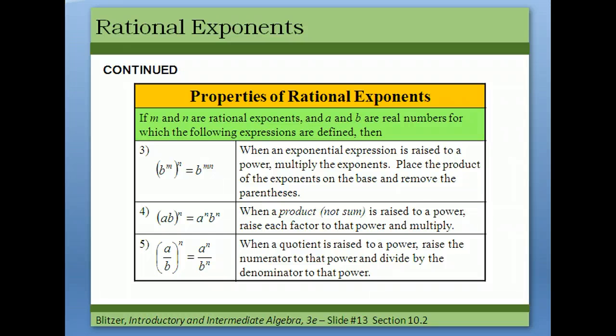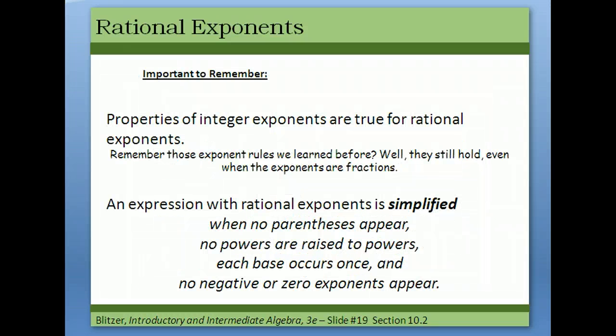All right, so let's just do a little important things to remember here. The properties that we have for integer exponents, they're true for rational exponents, right? So everything that you know about exponents, they still apply here. Even if you have a negative exponent with a fraction up there, it's still going to apply using the same rules. Okay, and lastly, we consider an expression that has rational exponents to be simplified when the following happen. There's no more parentheses, there's no powers raised to powers, bases occur just one time, and there are no negative or zero exponents.